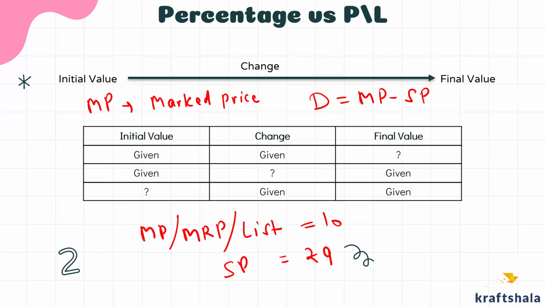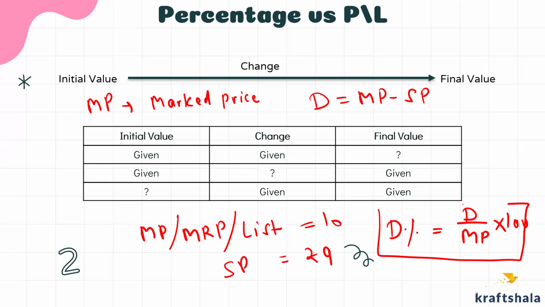10 rupees printed, 9 rupees you are paying. That means shopkeeper is giving you 1 rupee discount. Discount percentage can be found by discount upon MP into 100. So discount percentage is discount upon MP into 100. Right?